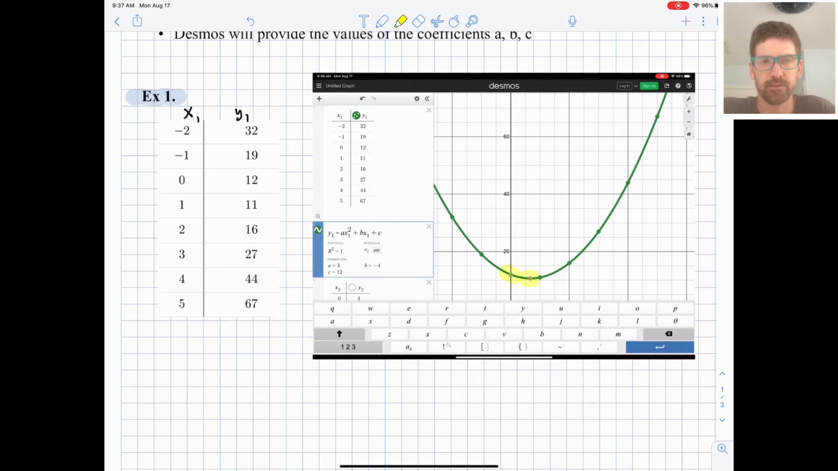Those aren't data points. One's the y-intercept and one's the vertex. So Desmos provides those for you. If we were to click on those, it would give us the coordinates. We have some information over in here.